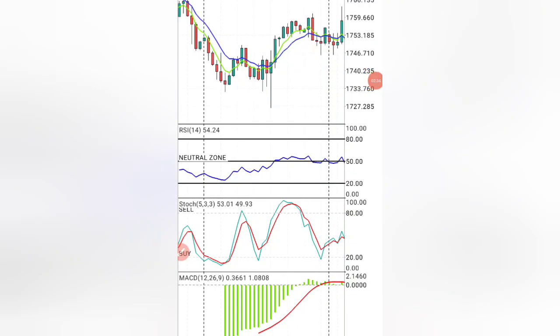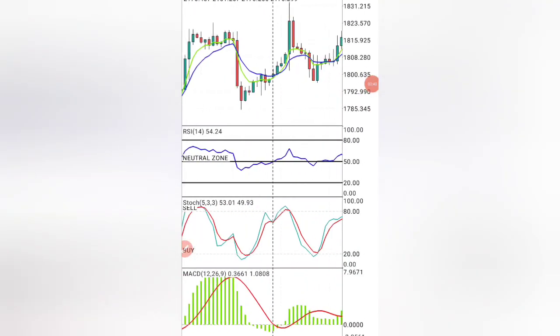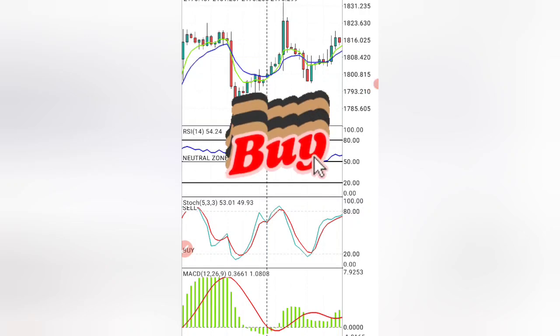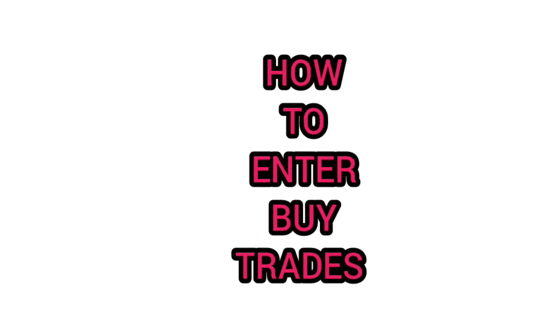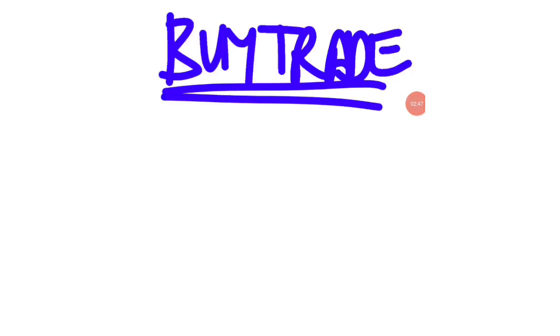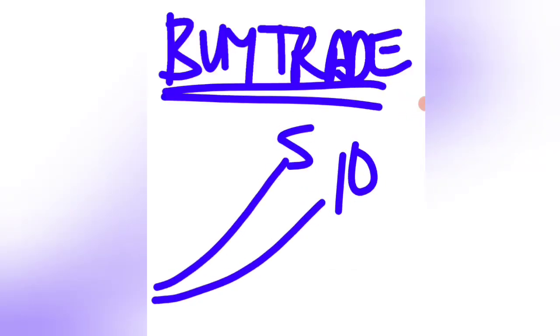When you are done, your chart must be looking beautiful and simple like this, and it's now time for you to actually find good trades, buy trades, and sell trades. When you're looking to enter a buy trade, you must have your 5 moving average above your 10 moving average, pointing up nicely like this.